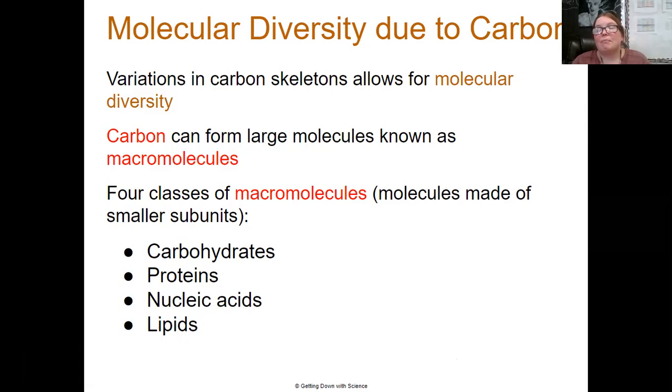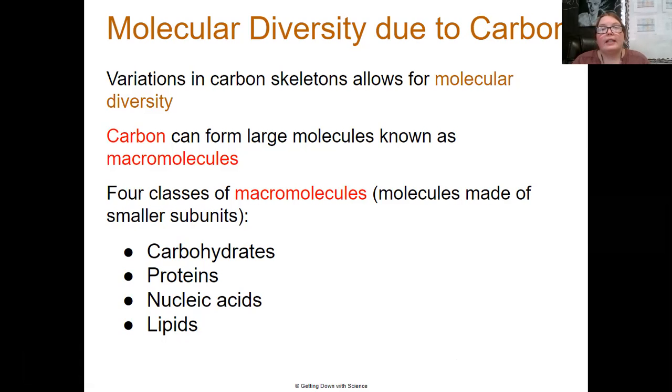They refer to things like starches. Those are actually just really big chains of sugars, but we'll get more into that later. So the four classes, we're going to talk about these a lot in the next couple of lessons: carbohydrates, proteins, nucleic acids, and lipids.